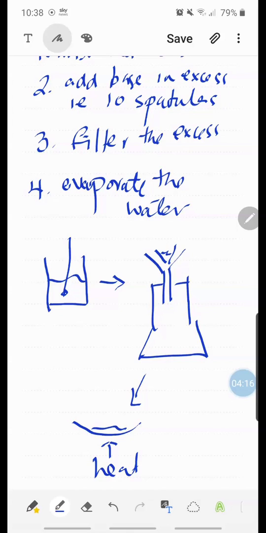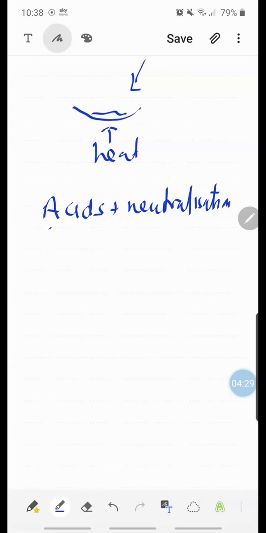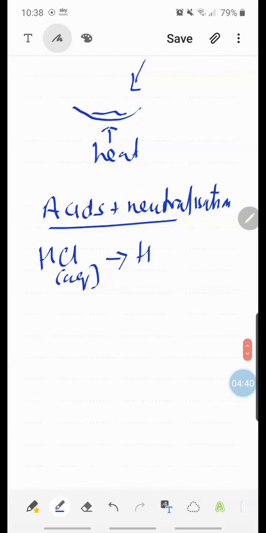Next one is acids and neutralization, so just a quick one. Okay, now here you do need to know an ionic equation. When an acid is added to water, (aq), it forms hydrogen ions and chloride ions. So all combined students, whether you're doing foundation or higher, you will know the ionic equation here.